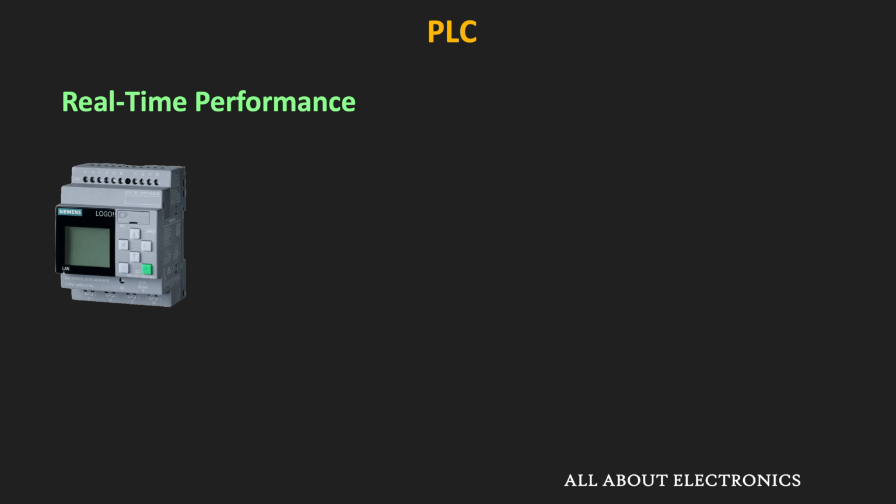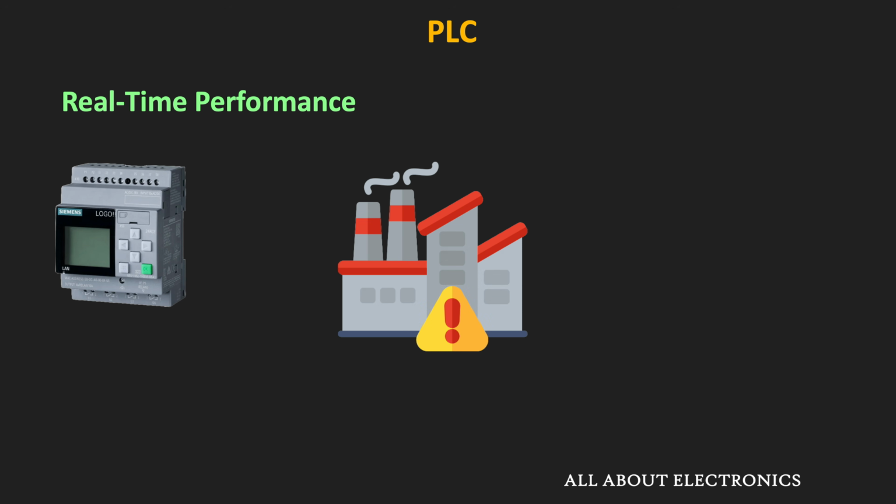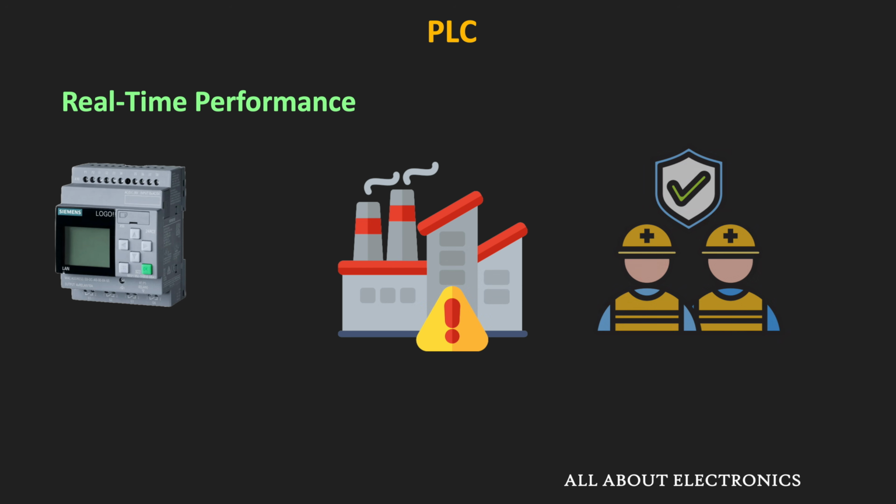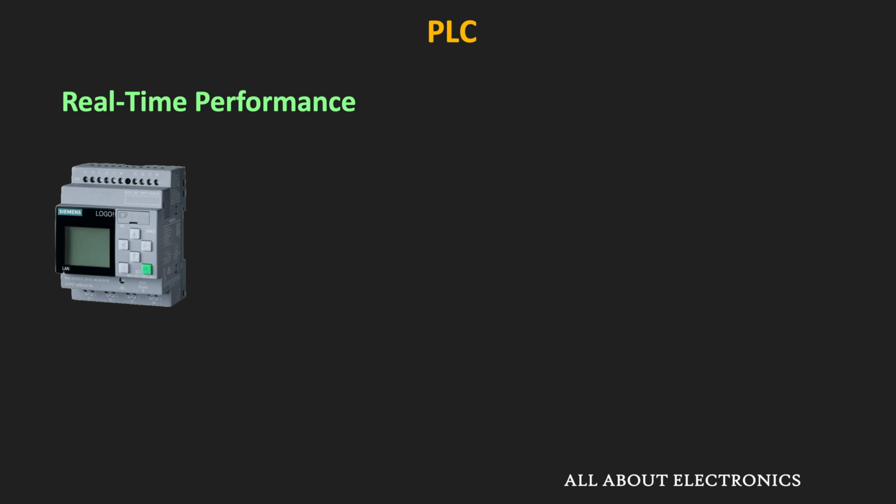Because if PLCs fail to respond to an event within the specific time, it can cause damage in the plant or be very risky for human safety. So typically, these PLCs provide guaranteed real-time performance. And for that, these PLCs have a deterministic scan cycle.